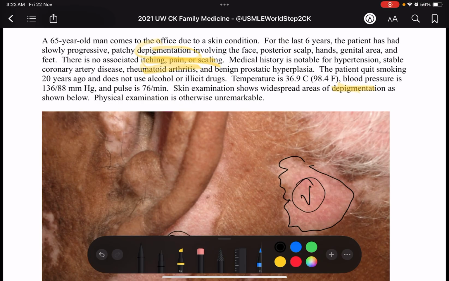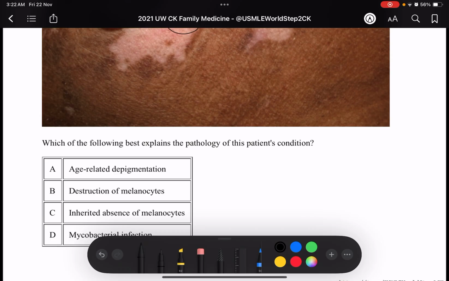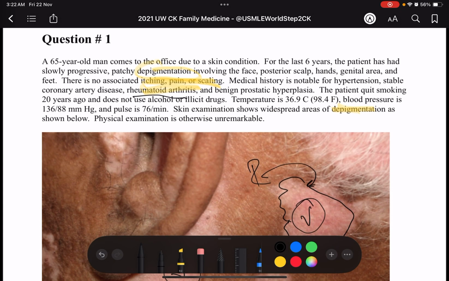Also, something else that we know that's associated with rheumatoid arthritis. So there's a high association between rheumatoid arthritis and vitiligo. So yep, let's just look at what best explains the pathology of this patient's condition.